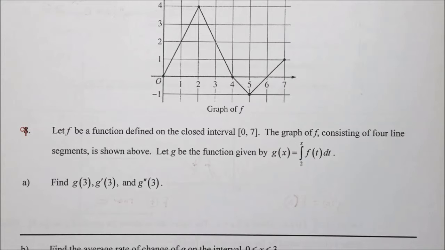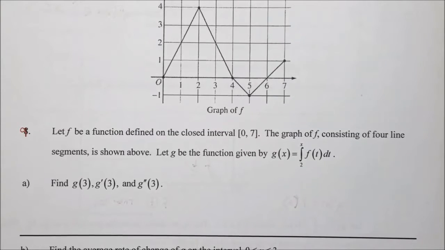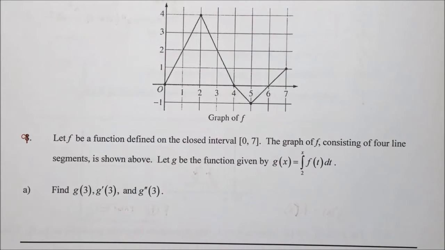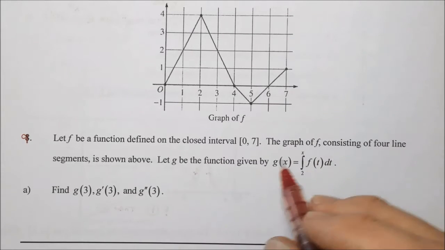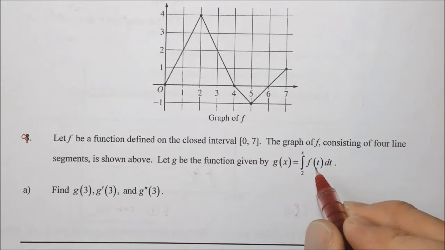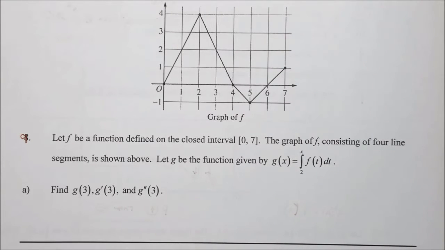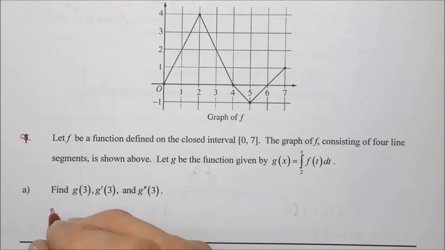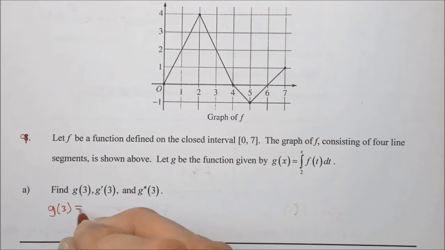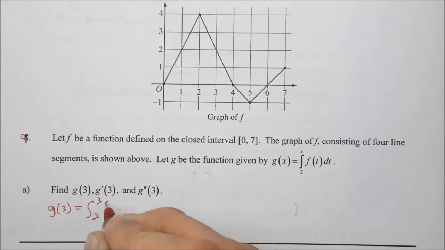We have number 9. Let f be the function which is shown in this graph above. Right? 4 line segments. G is the integral from 2 to x of f of t dt. And we are charged with finding g of 3, g prime of 3, and g double prime of 3. Okay, so g of 3. That's equal to the integral from 2 to 3 of f of t dt.